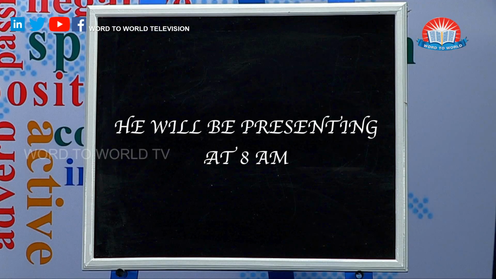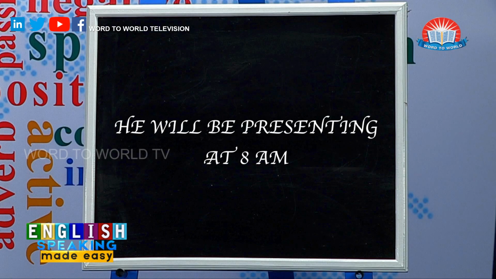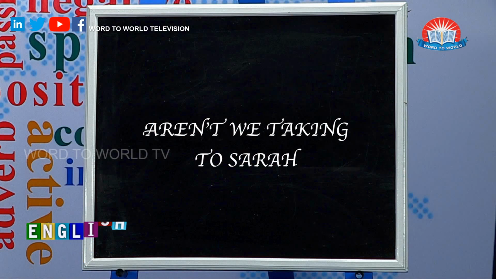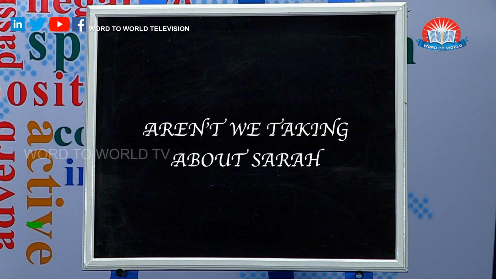And now you will see a sentence in the future. He will be presenting at 8 a.m. Okay, that's in the future. Aren't we talking to Sarah? Aren't we talking about Sarah? These are how these sentences play out in the continuous form with a was and a were, was, is, are and am. Then we have the word have.